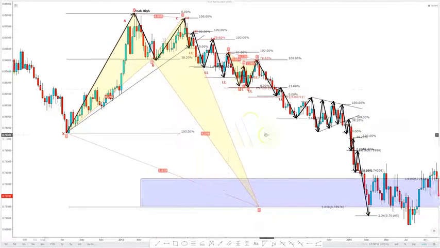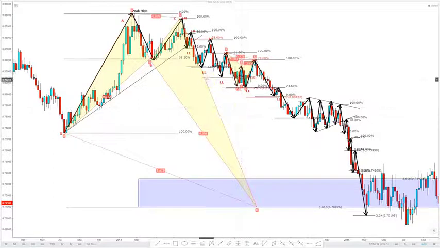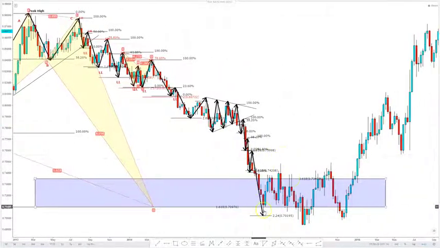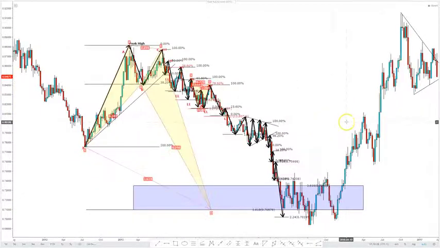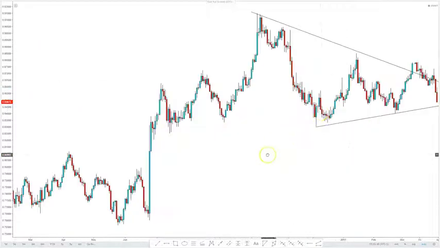Have your overall bias. All right. So if you would have spotted this harmonic pattern, your bias would have been short for weeks, for months actually, until you hit this zone, and then your bias should be changing. You should be saying, I'm going to wait for it to bottom out, and then I'm going to look to go the other way, and it did. All right. Let's go back to the daily chart.